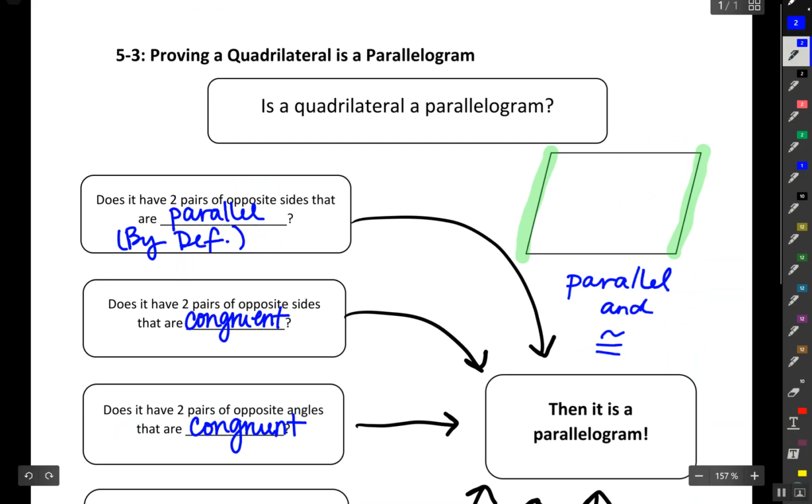So if you notice that they're parallel and you see they're the same length, these marks mean different things, okay? So it's not like I'm being repetitive. One of them means they're going in the same direction, they won't cross. The other one means they're the same length. If both of those things happen to the same pair of opposite sides, it is a parallelogram.